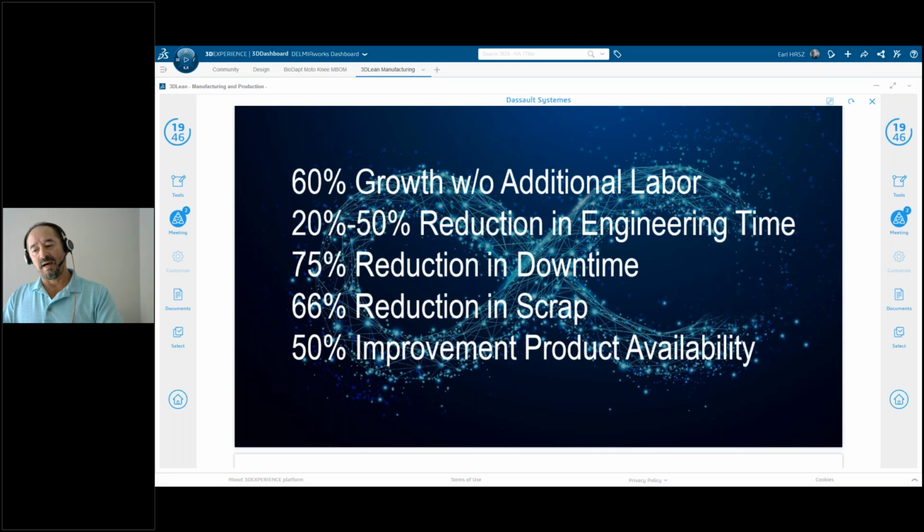So when a company goes down the path of digital manufacturing, they do it with very high expectations. And they should, because the results our customers report are significant. As you look at this slide, 60% growth without additional hires, up to 50% reduction in engineering time, 75% reduction in downtime, 66% reduction in scrap, and 50% improvement in product availability, and the list goes on and on. DELMIAworks customers are experiencing transformational changes that make them more competitive, more responsive, and definitely more profitable.